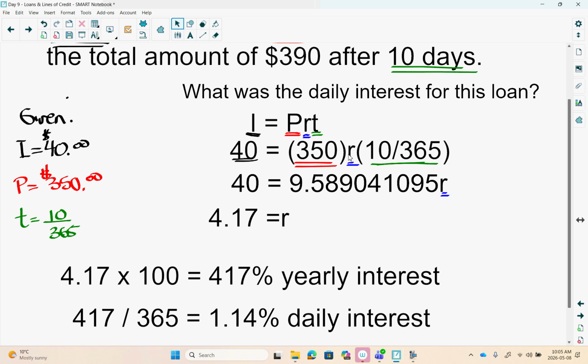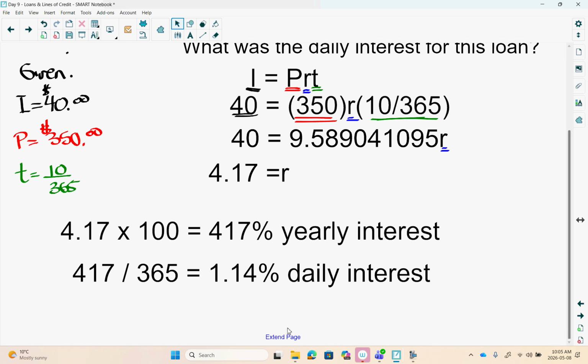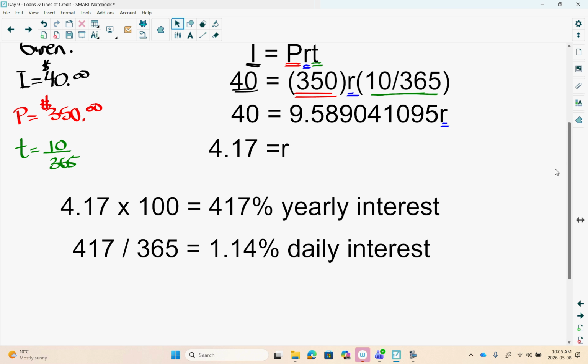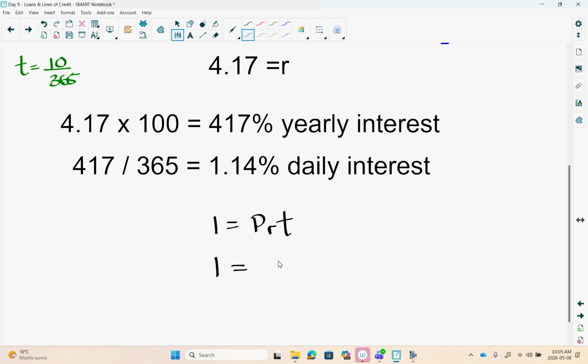But watch this calculation. Let's see if they borrow it for a year. If I tried to figure out the interest on 1 year, it's P times R times T. Let's go with I equals, the principal is still going to be that 350. Let's use the interest rate of 4.17, 417% per year. And let's say they borrow it for 1 year, so I don't have to divide by 365. Watch what I get. How much am I going to owe them after 1 year? What's 350 times 4.17?